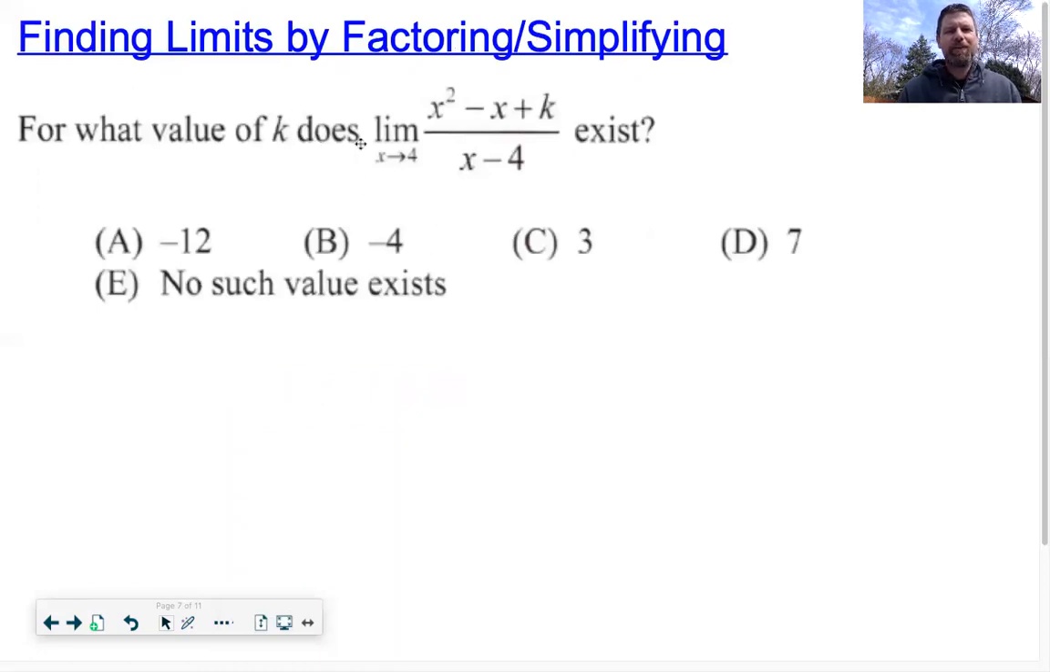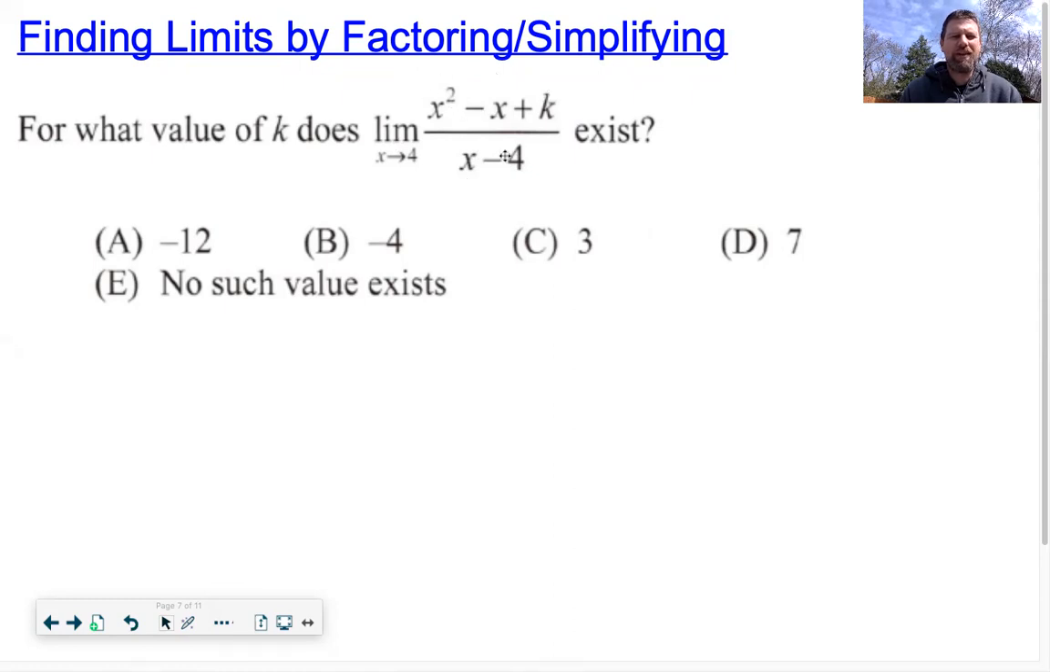Here's another one with factoring. This one is asking for what value of k does the limit as x approaches 4 of this expression exist? Again, I've got a problem here because if I try plugging a 4 in, I've got 4 minus 4 in the denominator, which is 0. I can't divide by 0. That makes finding this limit tough. So for this limit to exist, I need to not be dividing by 0. Only way that's going to happen is if I've got an x minus 4 somewhere up here to cancel out with that one down there. So I need some value of k so that this would factor, and one of the factors would be x minus 4.